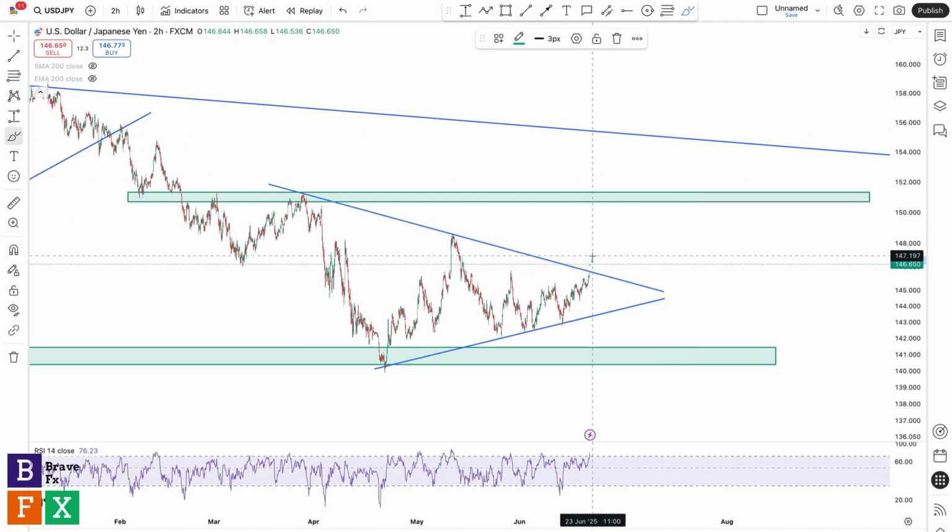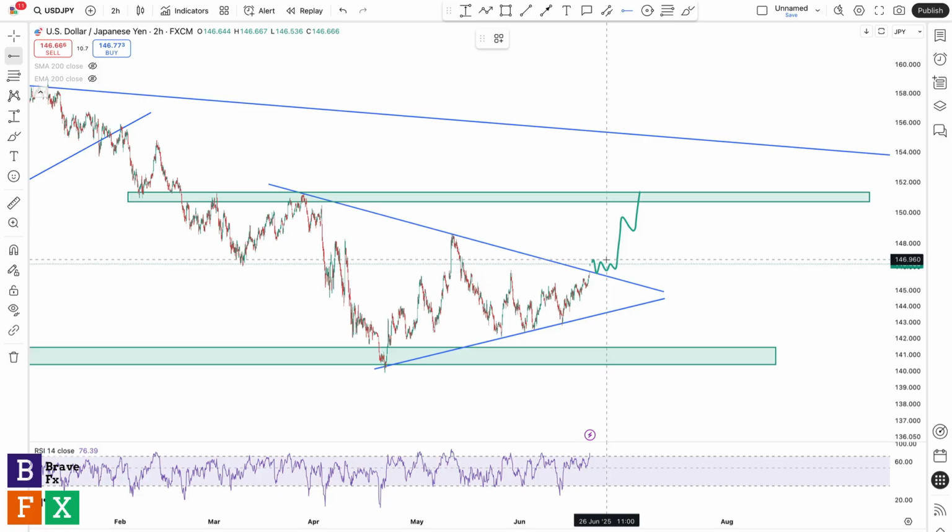So maybe a move up followed by a drop down and a small consolidation over here, followed by a bullish move to the upside, right? This is something you want to watch out for to go long. So if this happens, you can enter after the consolidation and the breakout. Your stop loss can be underneath the consolidation before the breakout. Take profit targets could be as high as this price level over here.